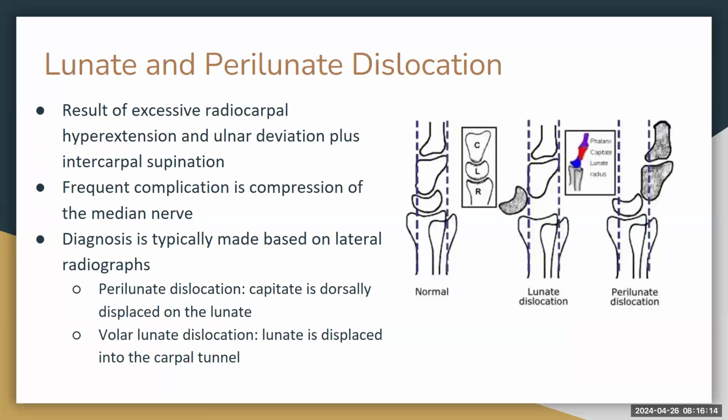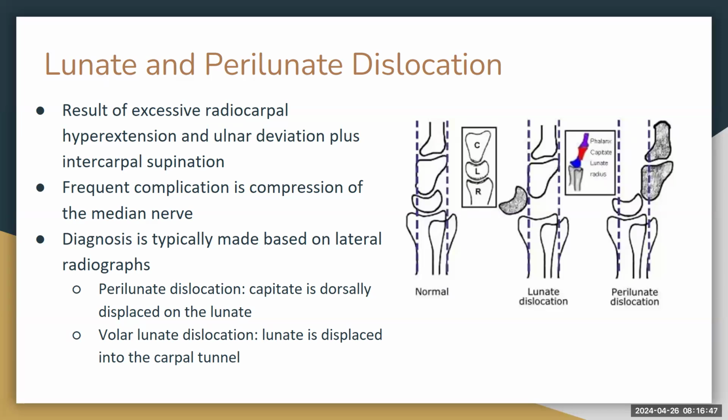Righty. Next, lunate and perilunate dislocation. So this is a result of excessive radiocarpal hyperextension, ulnar deviation, plus intercarpal supination. We have some pictures to the right to help you visualize, but it's frequently complicated by compression of the median nerve. If you can imagine, we talked about that earlier and where the median nerve lies. So a lunate dislocation can press on that median nerve, lunate or perilunate.